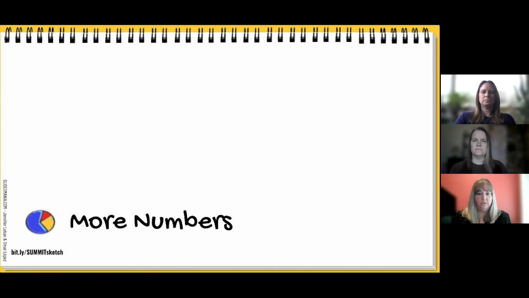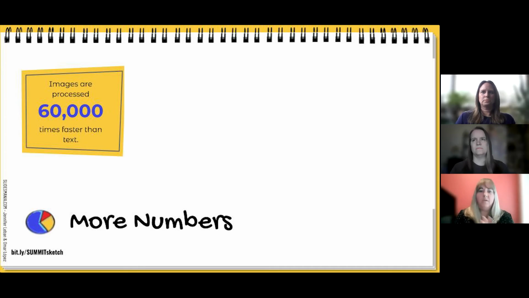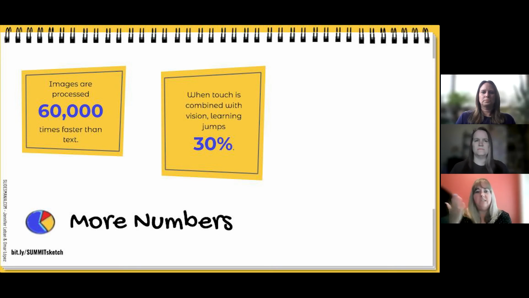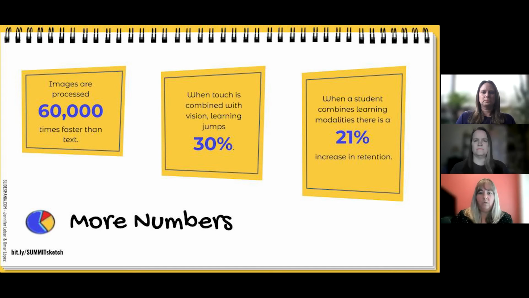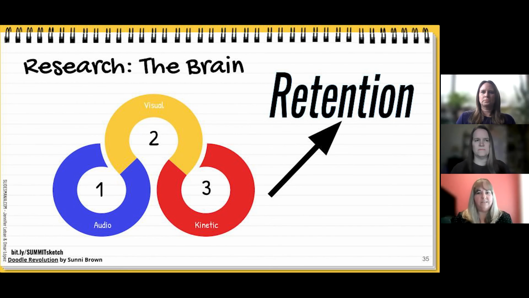We just spoke about visuals, but that data was primarily about seeing text. What we're going to address here is images and how they help create meaning even more than text, because images are processed 60,000 times faster than text. And when touch is combined with that vision, our learning actually jumps 30%. And when a student combines learning modalities, there's a 21% increase in retention. In a nutshell, what that research means is when you combine audio, visual, and kinetic, as sketchnoting does, retention is going to increase.